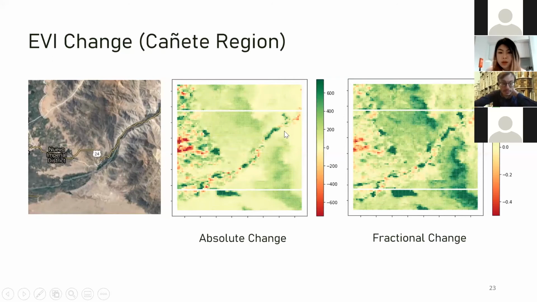As you can see along the river, there are patches of green and patches of orange. This corresponds to fields which have been newly irrigated and fields which have been abandoned over the period of 20 years. We also see that towards the right, there is a strong greening of natural vegetation.